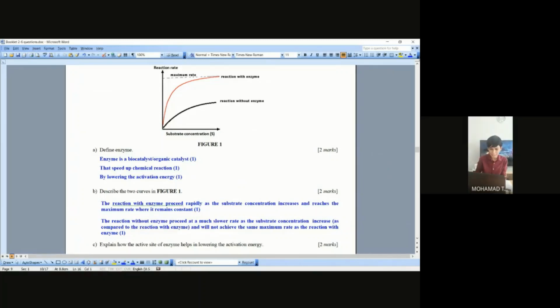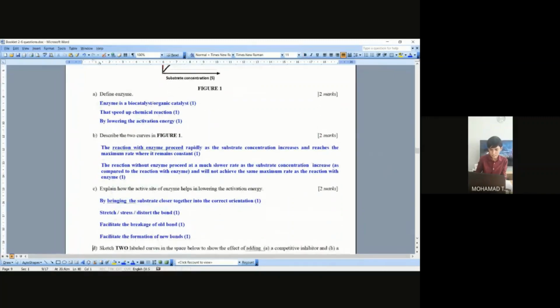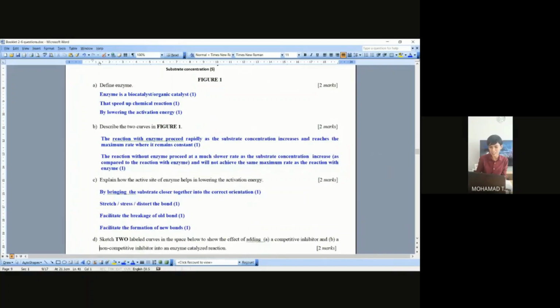The next question: explain how the active site of enzyme helps in lowering the activation energy. We know that enzyme speeds up chemical reaction by lowering activation energy, so we also need to know how the enzyme lowers the activation energy. By bringing the substrate closer together into correct orientation, that's 1 mark.